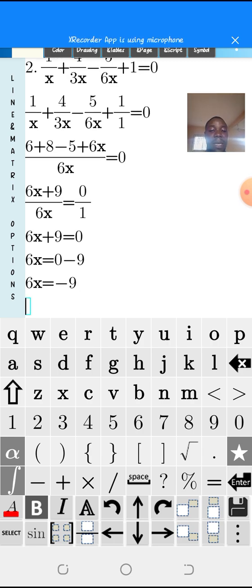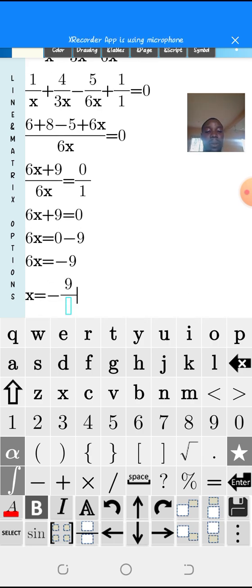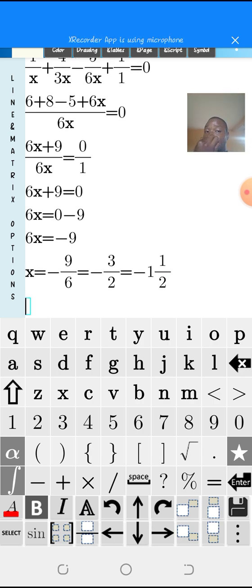So you divide by the coefficient of x, which is 6. That makes x equal to minus 9 all over 6. When you reduce this, you have minus 3 over 2, which is the same thing as minus 1 whole number 1 over 2. All right, so that becomes the value of x for which that expression equals 0.